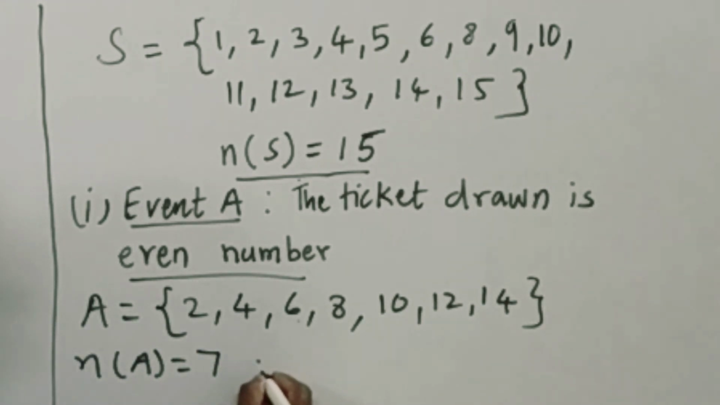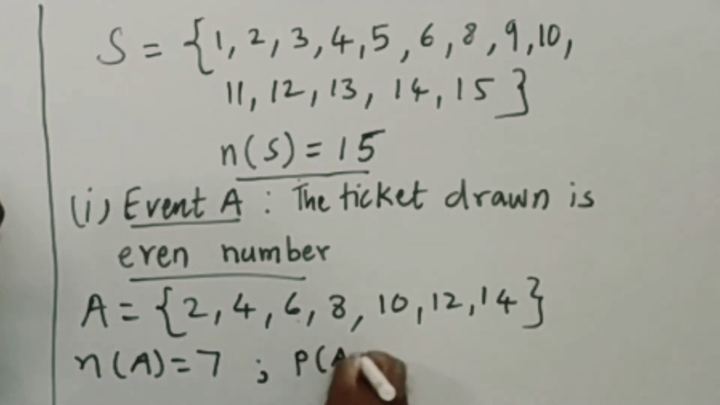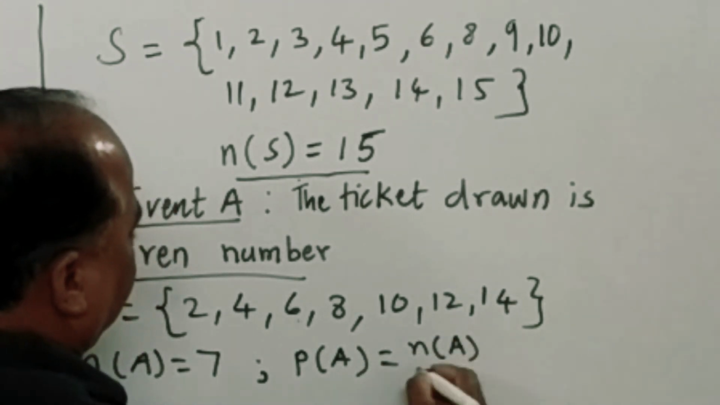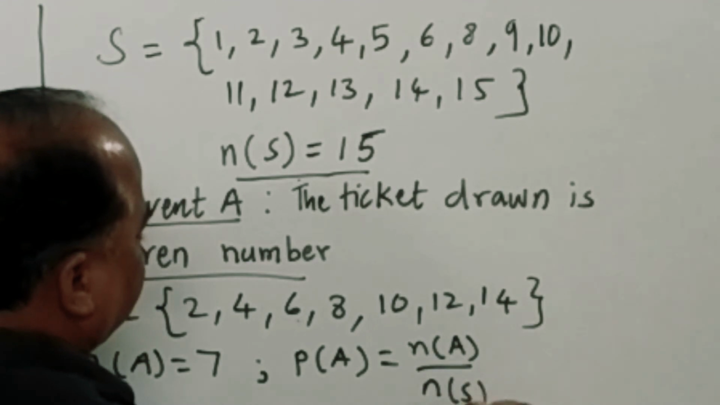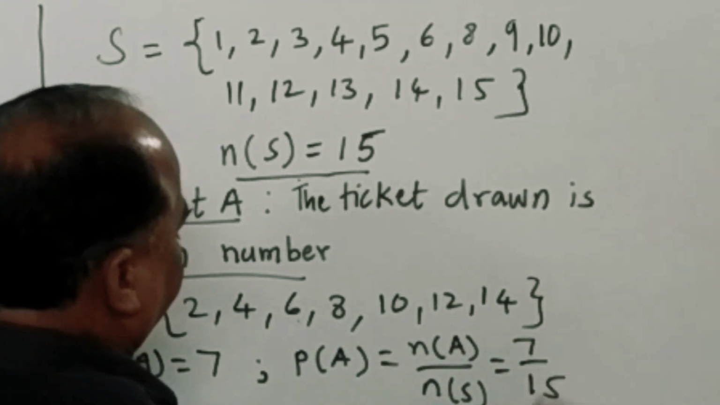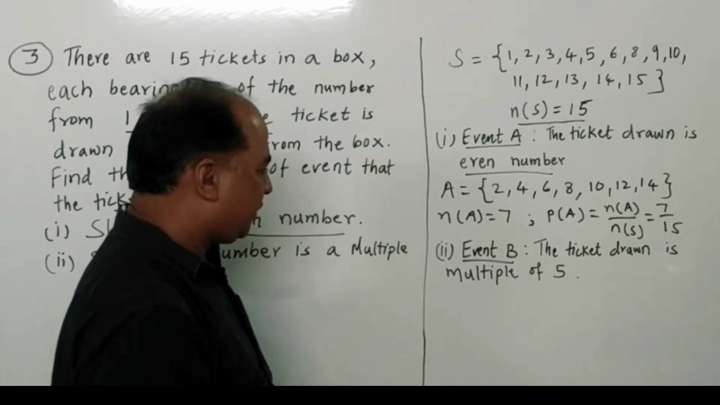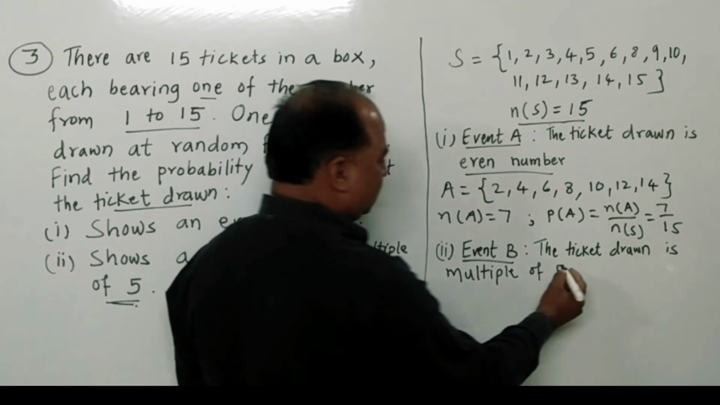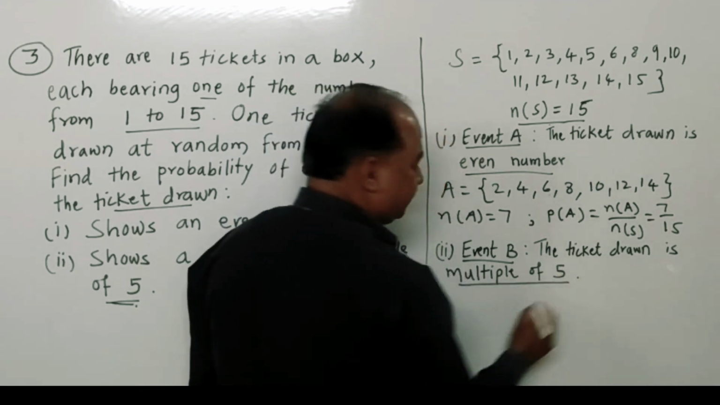So the probability of A, that the ticket drawn is an even number, is NA upon NS, which is equal to 7 upon 15. That is the probability. Now event B, the event B is that the ticket drawn is a multiple of 5.